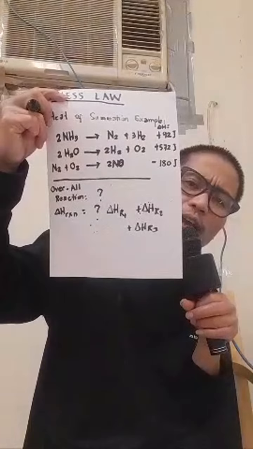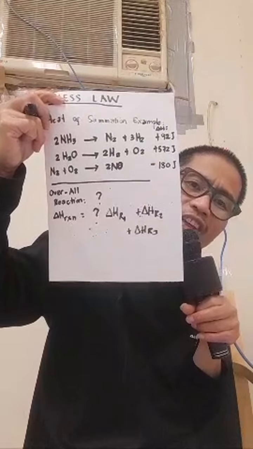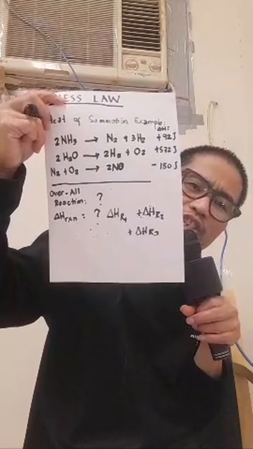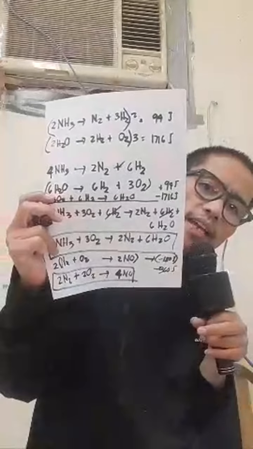Total change in enthalpy in the reaction is equal to the enthalpy change in reaction 1 (R1) plus the change in enthalpy in reaction 2 (R2) plus the change in enthalpy in reaction 3, and then substitute values. So what is the first? You have 94 joules. Carry the sign very well. And then 94 joules is in here. Look at that side, 94 joules.